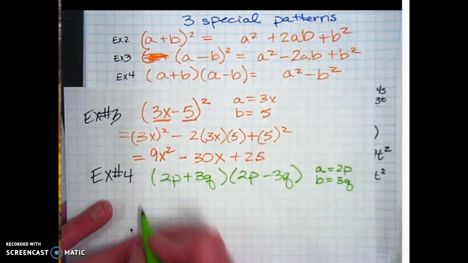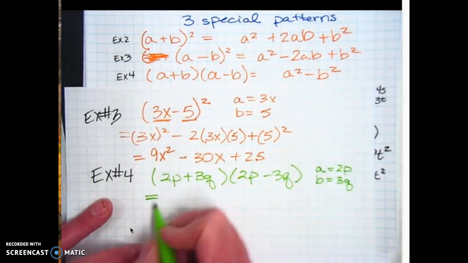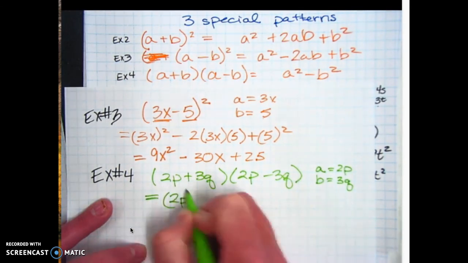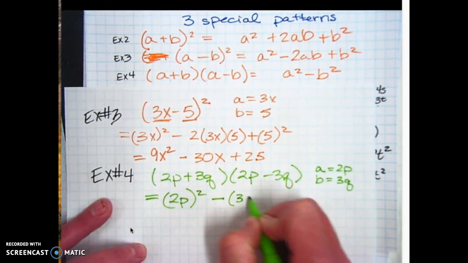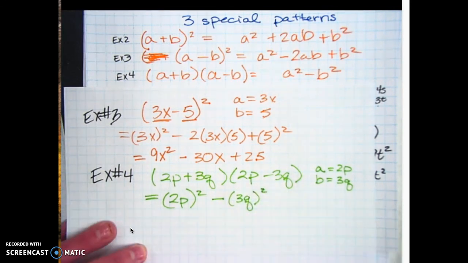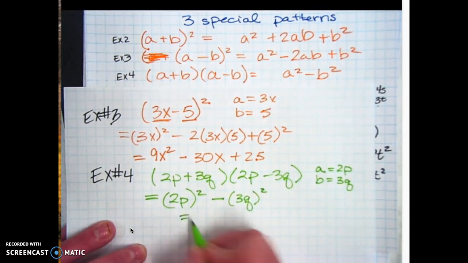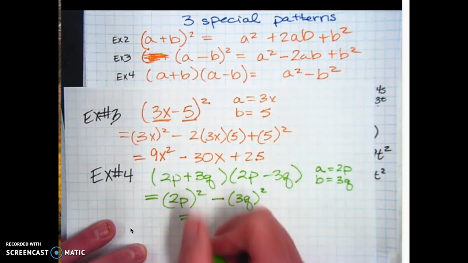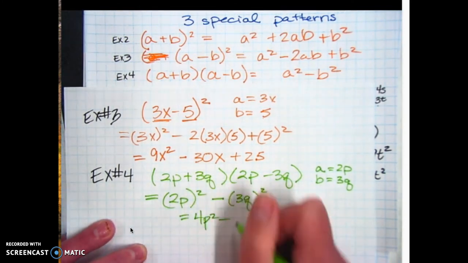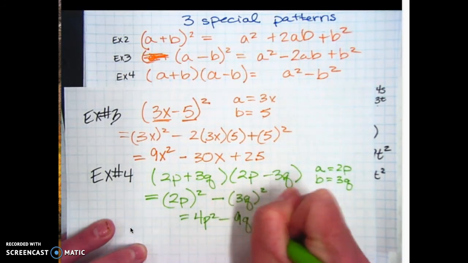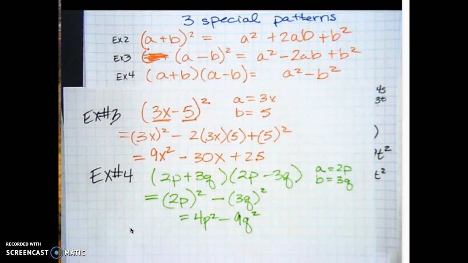All right? So the A is 2p. We want to square that, minus the B, which is 3q, squared. And then when you simplify it, it's super easy. Fast step. 2p times 2p is 4p squared. And 3q times 3q is 9q squared. So that one, I think, definitely saves time.